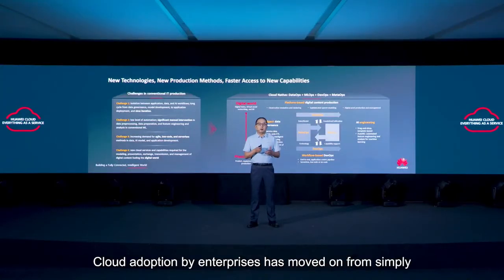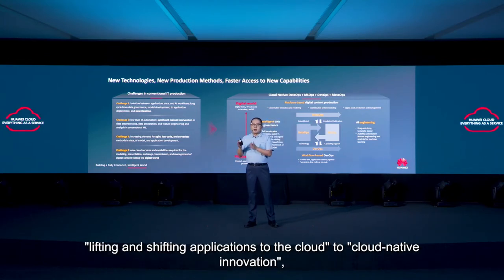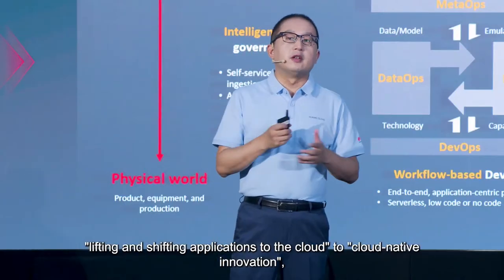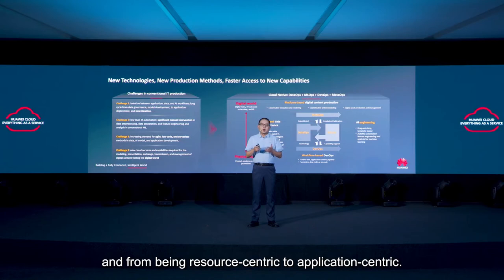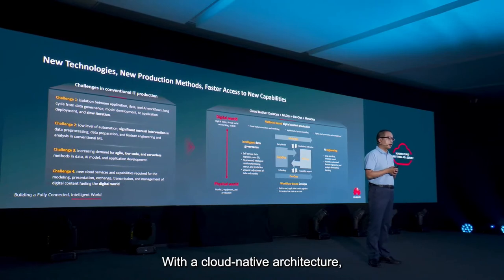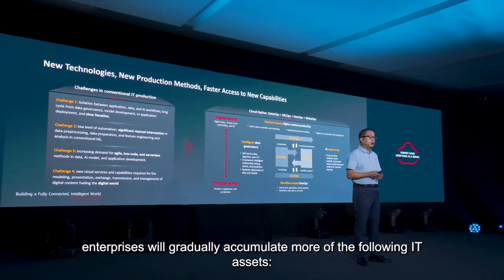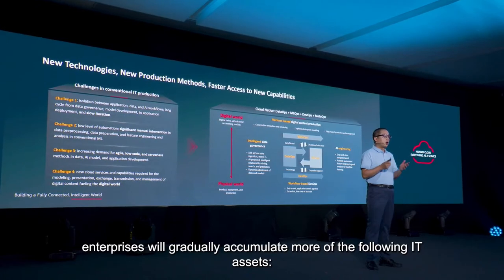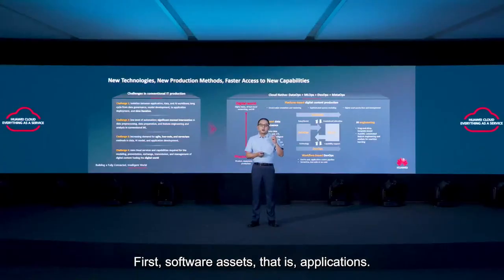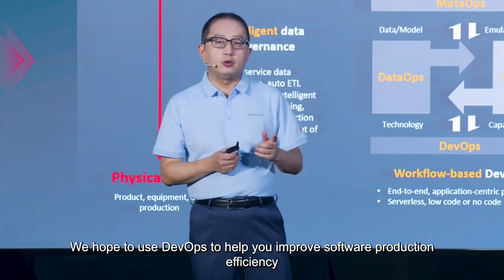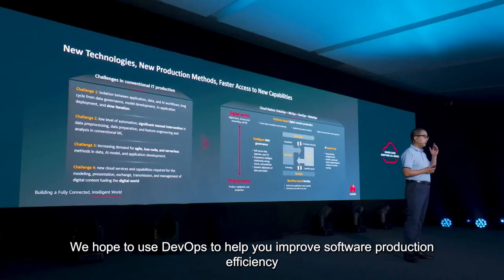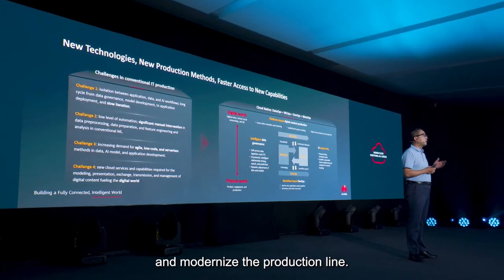Cloud adoption by enterprises has moved on from simply lifting and shifting applications to the cloud to cloud native innovation, and from being resource-centric to application-centric. With a cloud-native architecture, enterprises will gradually accumulate more of the following IT assets. First, software assets, that is, applications. We hope to use DevOps to help you improve software production efficiency and modernize the production line.